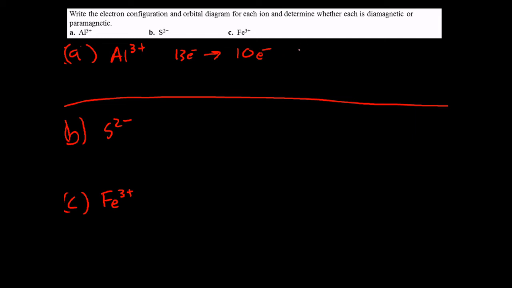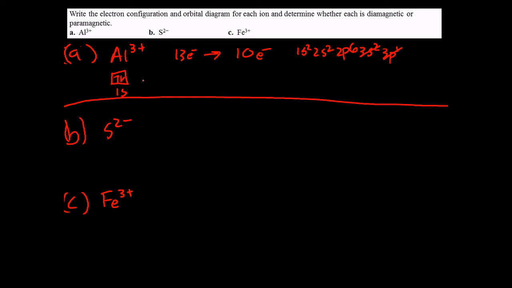So 13 electrons would be 1s2, 2s2, 2p6, that's 10, 3s2 is 12, and then 3p1 gives me 13. So in this case, the highest energy electrons are also the valence electrons. So when I write my orbital diagram, I'm going to have those three not show up because they have been taken away by something.